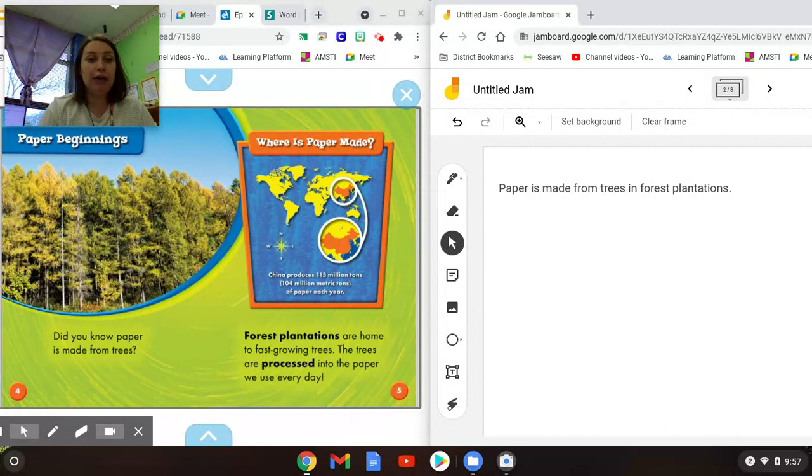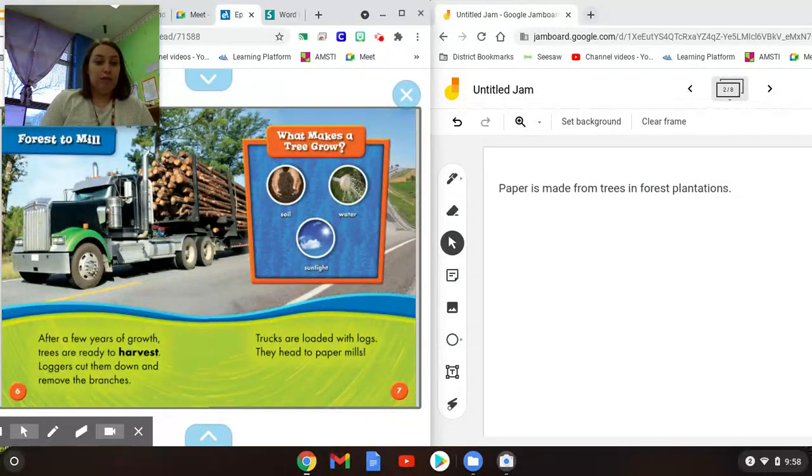I will make sure that I include the key details that it's made from trees and that it's from a forest plantation. I did not write trees are green. I did not write I use paper sometimes. Those are things that are true, but they are not what we're looking for. We're thinking about the sequence of events from trees to paper, and we're thinking about the important key details. Let's go on to the next page.